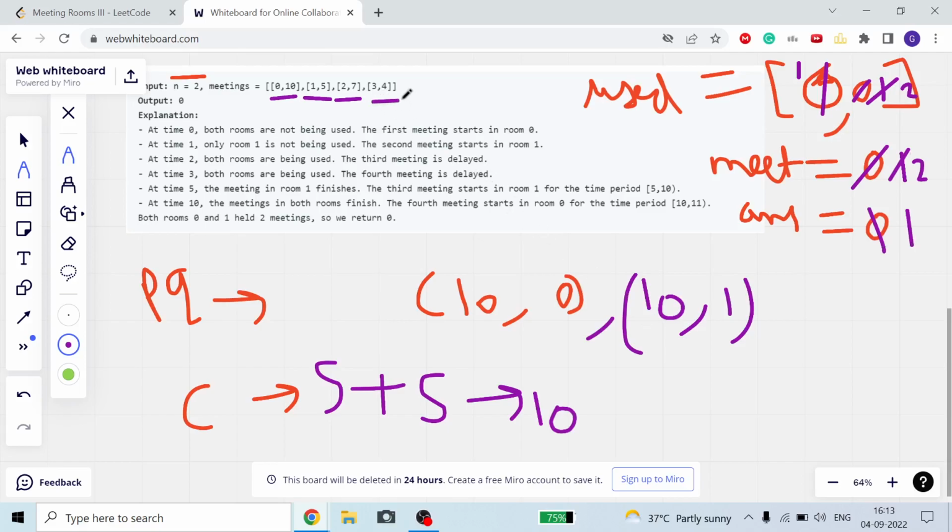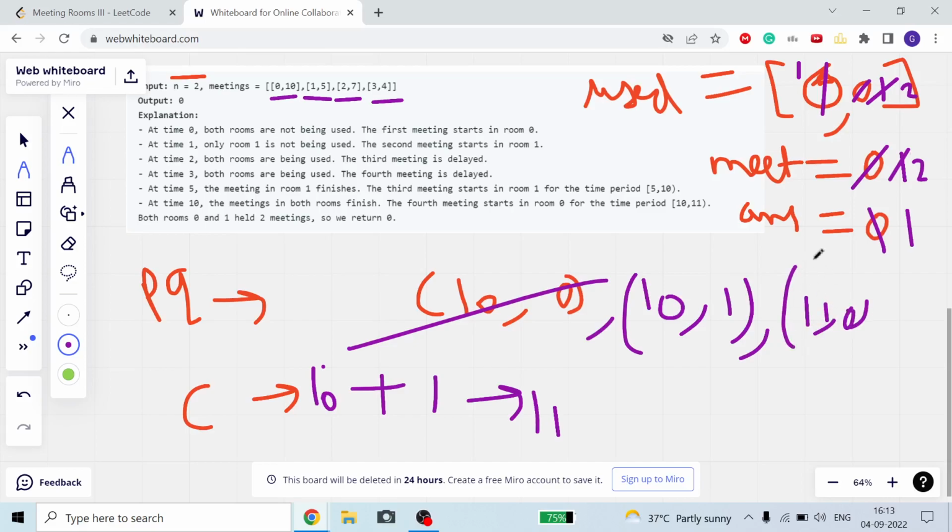Now for 3 comma 4, what is the top element? 10 comma 0, we will take it from the queue. The current element's time is 10, I just erase it. The time it comes is the maximum of 10 and 3, which is 10. Time consumed is 4 minus 3, which is 1, so 11 means it will be free at 11 comma 0. So at 11 our room number 0 will be free.